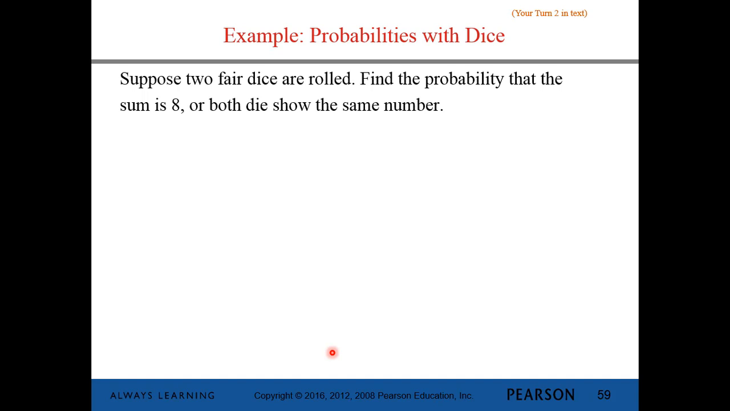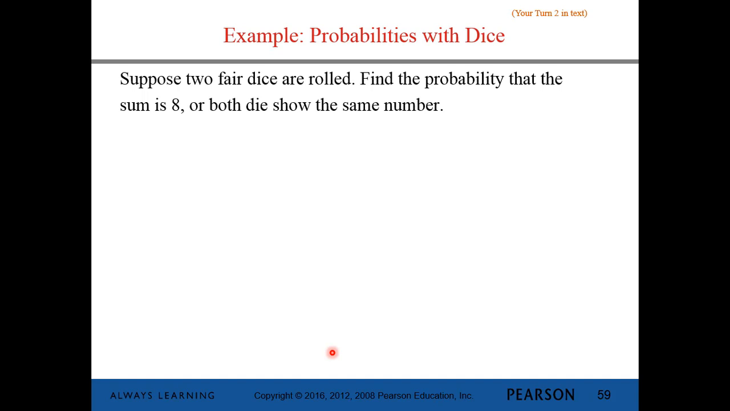Okay, so now if we think about it, how many different ways can I get 8? Well, let's see, so if I look at the dice as die 1 and die 2, I can get a 2 and a 6, a 3 and a 5, a 4 and a 4, a 5 and a 3, and a 6 and a 2. Okay? So there's 5 ways of getting an 8.